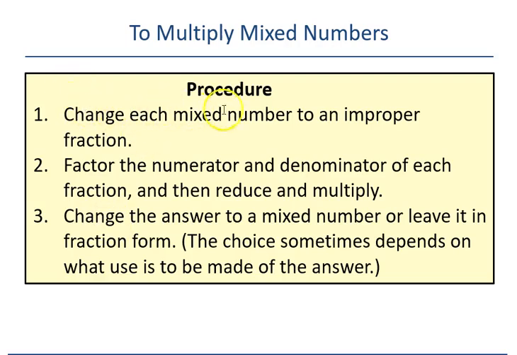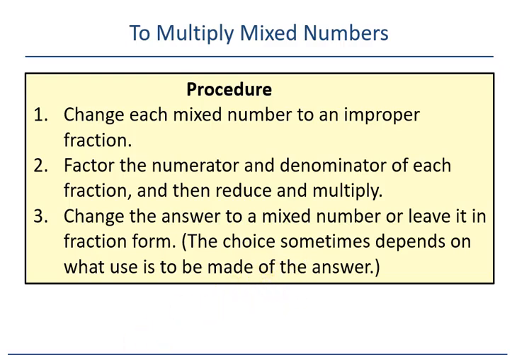Okay, we're going to change each mixed number into an improper fraction, factor the numerator and the denominator of each fraction, and then reduce and multiply. Change the answer back to a mixed number or leave it in fraction form. The choice sometimes depends on what use is to be made of the answer. What they're basically saying is, if we're going to keep going with some algebraic steps, then let's go ahead and keep it in improper fraction. But if it's going to be used in application, then we might want to change it back.